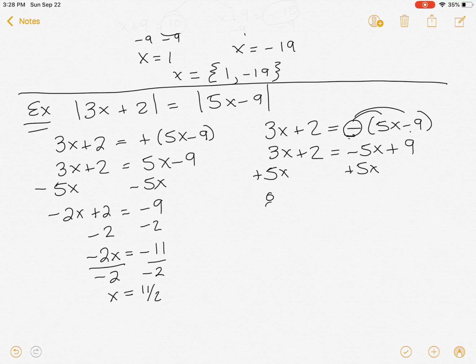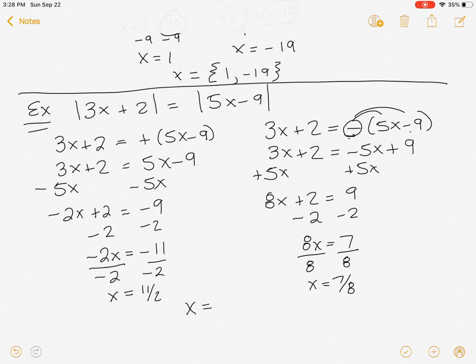So I get 8x plus 2 is equal to 9. Then I'm going to subtract 2 from both sides, and I get 8x is equal to 7. Divide both sides by 8, and I get x is equal to 7 over 8. So my solution set is x equals 11 halves, 7 eighths.